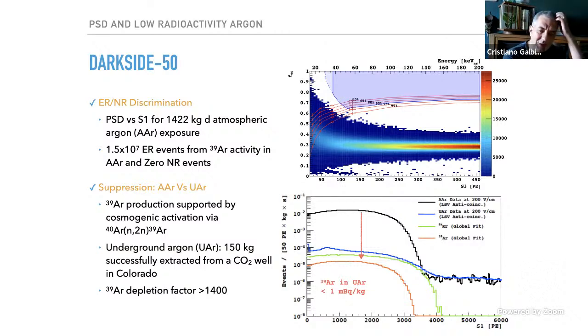So the DarkSide-50 results really established in a strong way the viability of argon to scale for very large dark matter searches, because you remove the problem of the pile-up, since you know how to get rid of argon-39, and you have a discrimination which is not possible with the other types of technologies for dark matter searches.